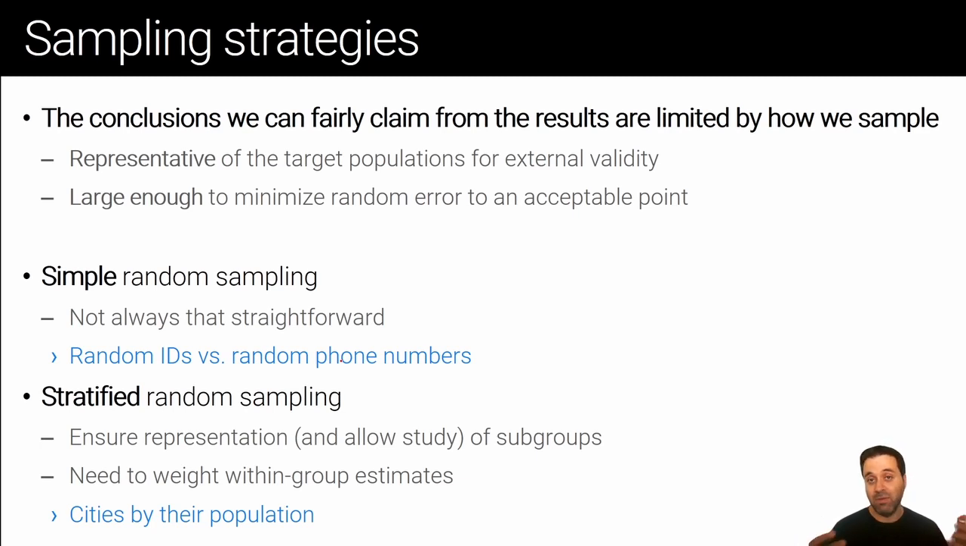And then what we have to do is, when we analyze data, weight each of those members, each of those observations accordingly. And so it's going to allow us to ensure there's always going to be people from low populated cities.